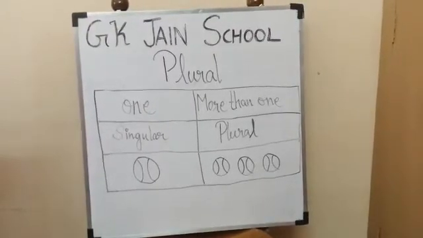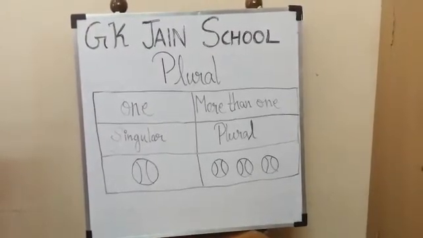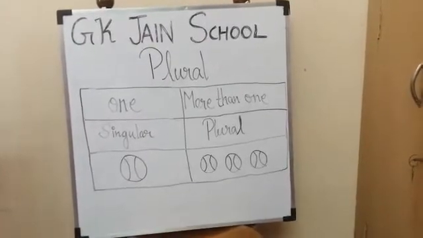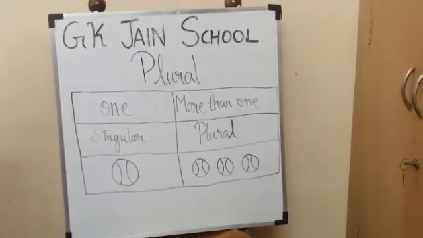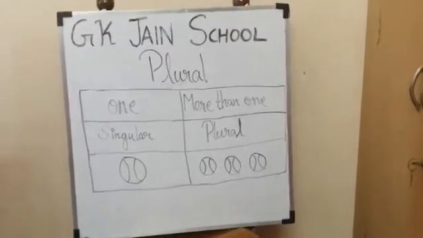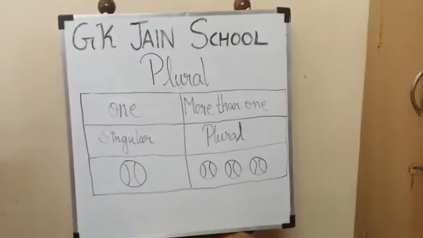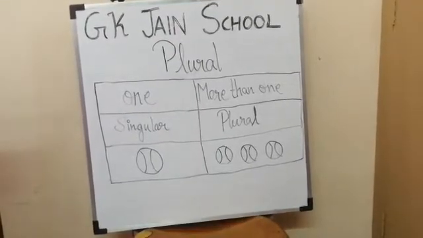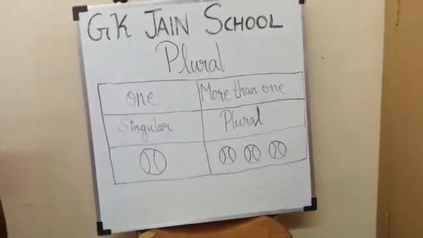Now we understand what is singular. A naming word which is used for one person or thing is called singular. A naming word which denotes more than one person or thing is called plural. Okay, children, let me explain with this tabular column.